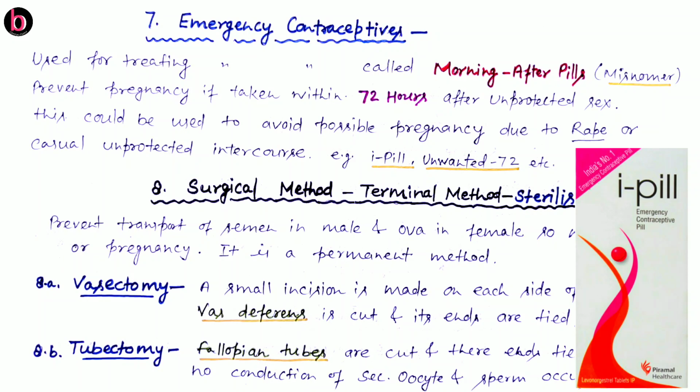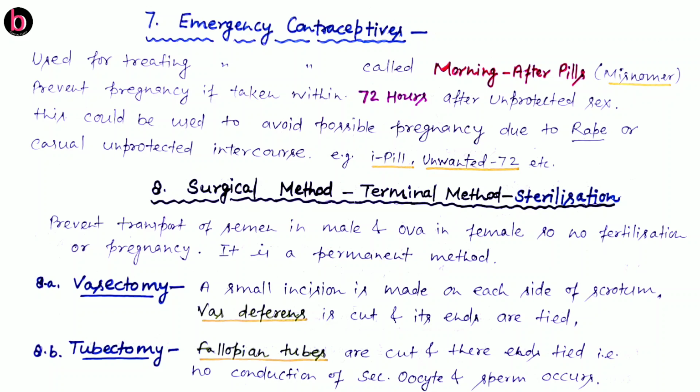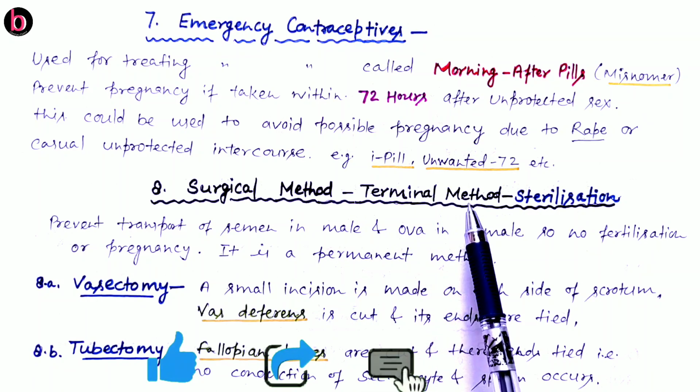If there is frequent use of this tablet or this kind of contraceptive pill, the uterus may become incompatible for further pregnancies, or there may be a risk of no pregnancy in future for the female who frequently uses these emergency contraceptives. The last one is the surgical method or terminal method.